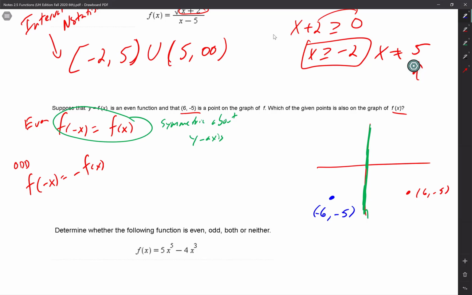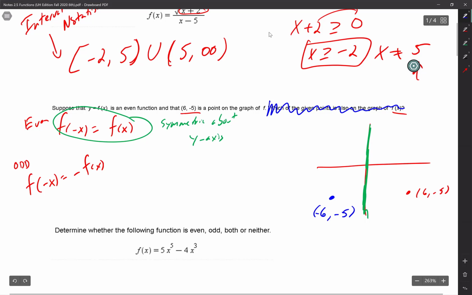And it says which of the given points, like we have multiple choice. We don't have multiple choice. So there it is. This is the coordinate, guys, that is also on f because we know that we have this coordinate there. And let's keep going, guys.